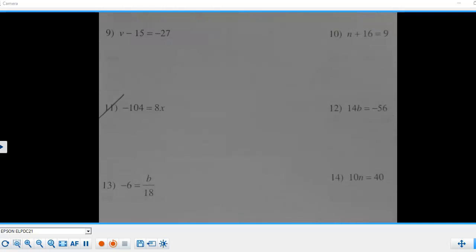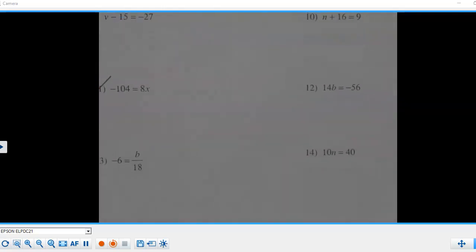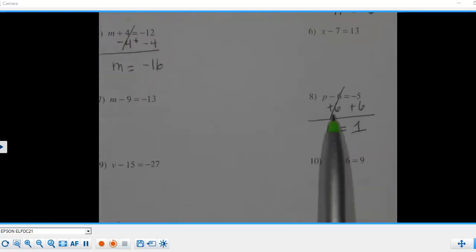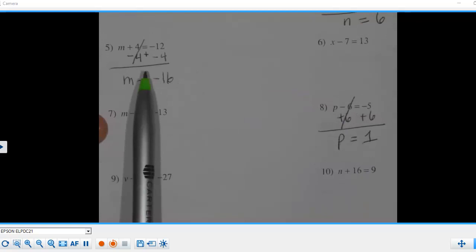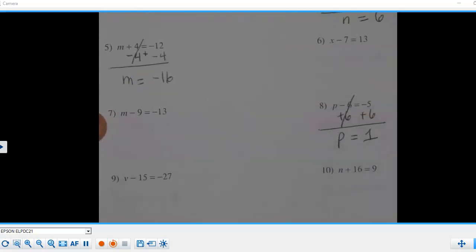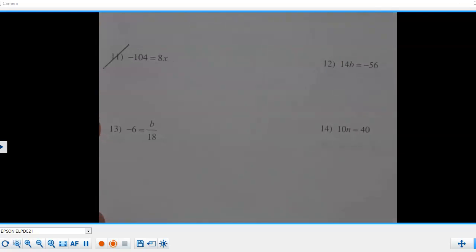Like I told you before in class, there's only a couple of ways that they can ask or form these questions, right? So as you can see, for this one, we had to do addition. In this one, we had to do subtraction. That's it in one step. Now let's look at multiplication and division.